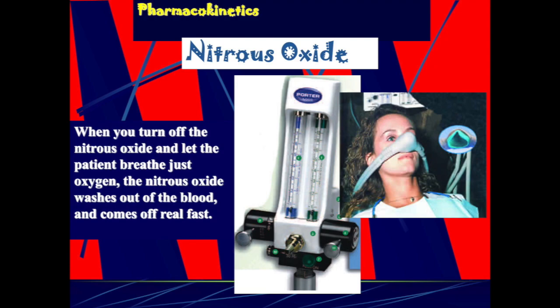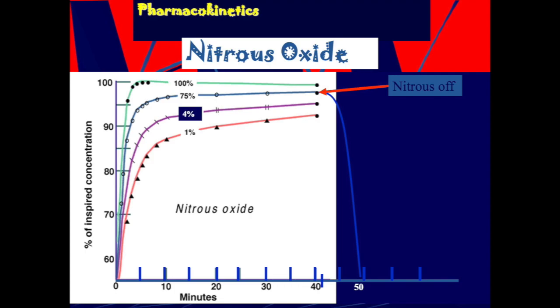So when you turn off nitrous and the patient takes deep breaths, they're really washing it out of their blood fast. It's really insoluble in blood. And then we turn their oxygen up to help wash those molecules out. And the nitrous oxide molecules come off really fast. So the graph shows that once the nitrous is off, there's a precipitous drop over just really a minute or two, couple of minutes, till we're back to baseline again, where there's no nitrous circulating in the system.